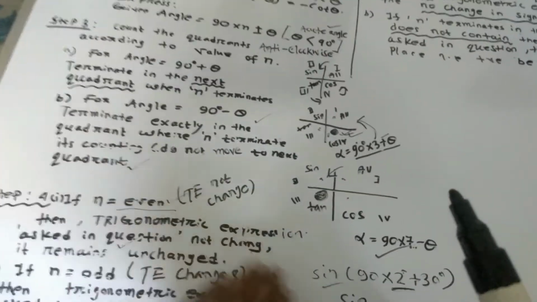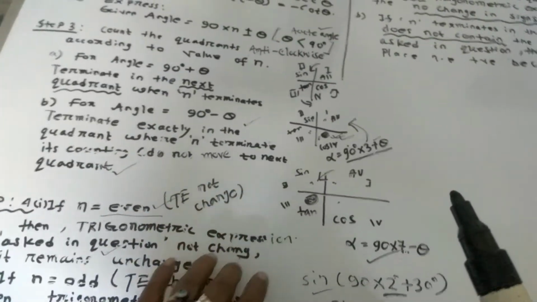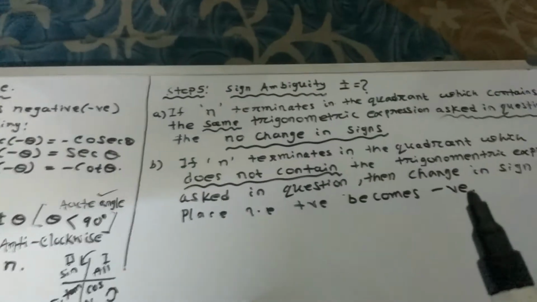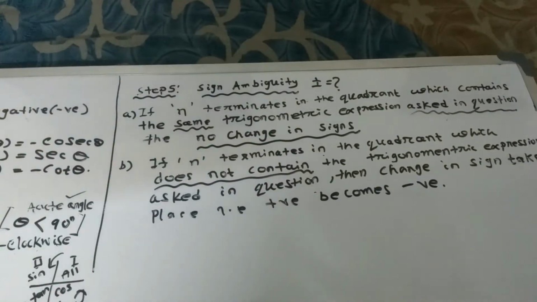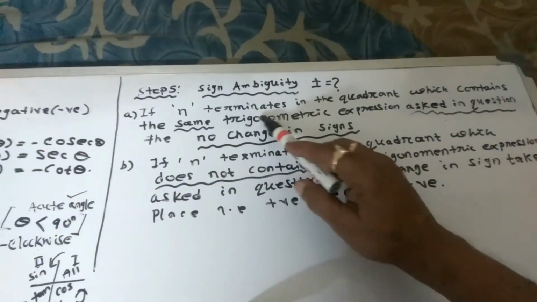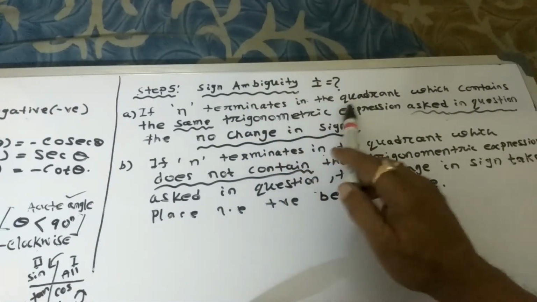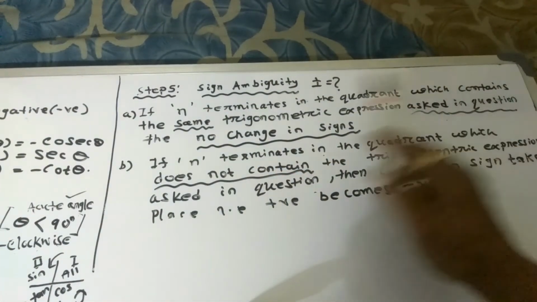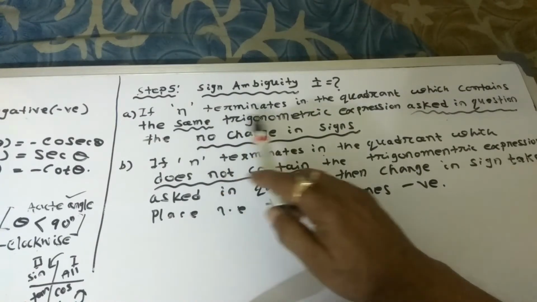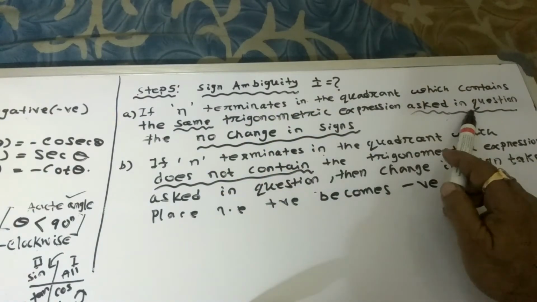First thing, step 4 shows whether we shall change the trigonometric expression. If it is even, no change. If it is odd, it changes. And now the next, sign ambiguity, means we have to decide whether we shall consider a negative sign or not. See, these are very careful steps.